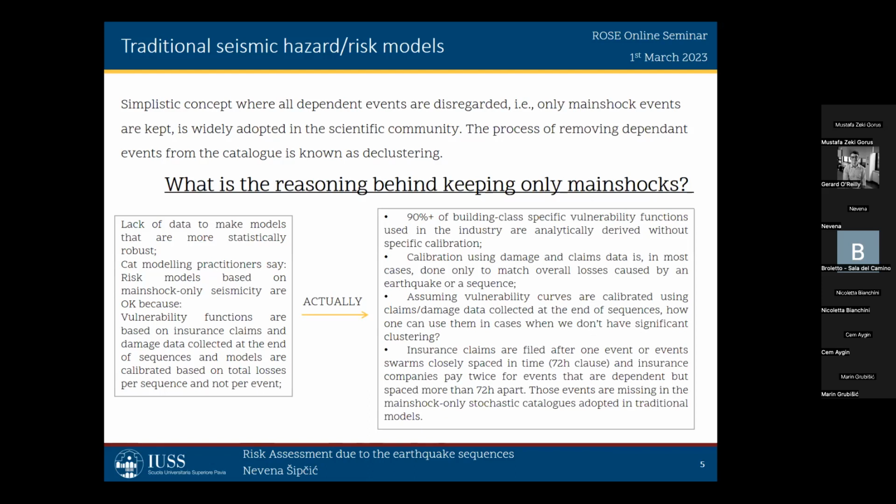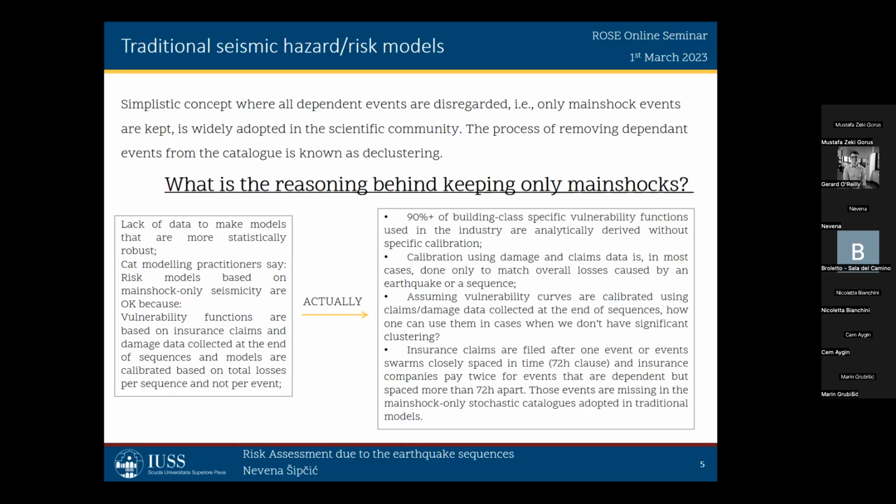And also, even if we use the empirical data, then it does not make sense to use the data collected at the end of the sequence when we are dealing with the quiet periods when we only have main shock events.